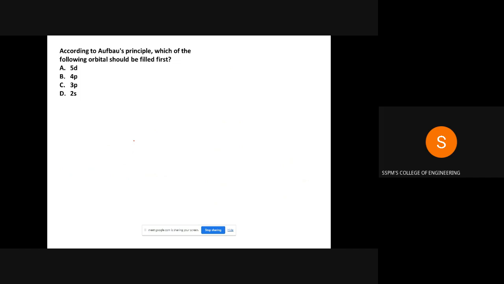So in the Aufbau principle, the lowest energy orbital is first 1s, then 2s, then 3s, then 2p, then 4s, then 3p, 5s, then 4p, then 3d, 6s, 5p, and 4d. So these are the energy levels.